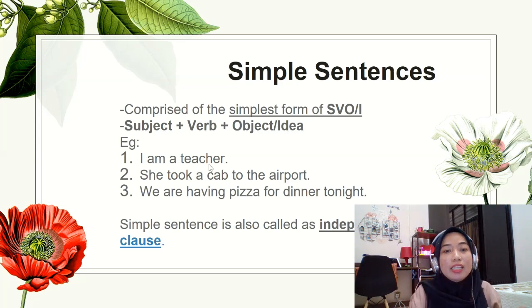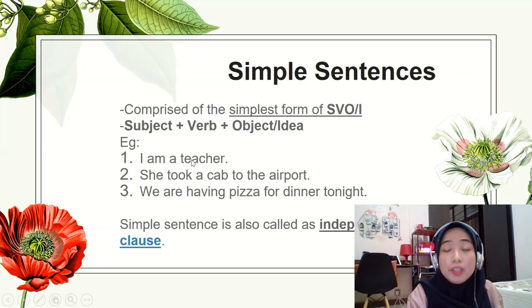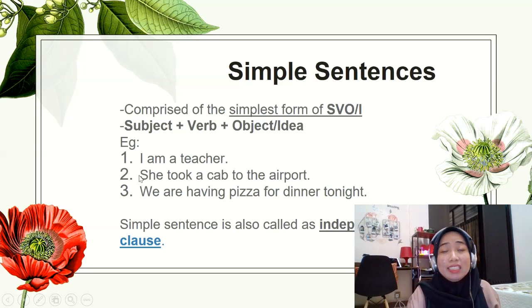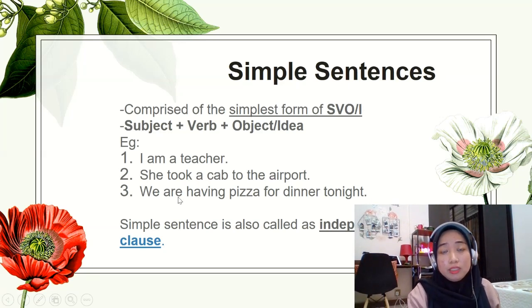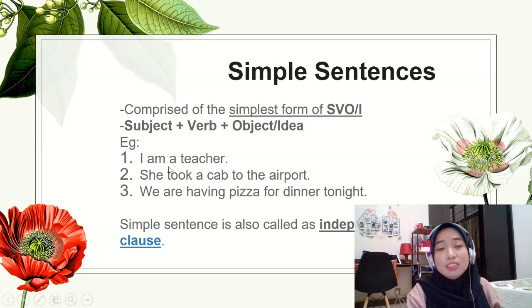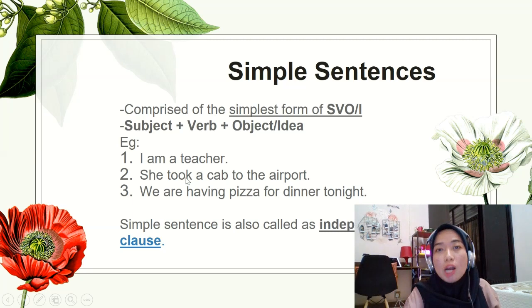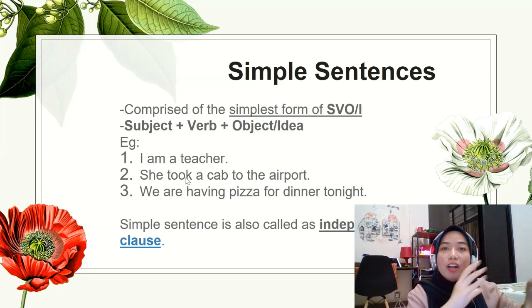Alright? Now let's take a look at the second sentence to help you guys learn more. Second sentence, where is the subject? Subject in the second sentence here is she. Very good. Well done, she. Where is the verb? The verb here is took. So this is in past tense, took. Where is the object or an idea of this sentence? A cab to the airport. So most likely you would have a longer object or an idea of it.